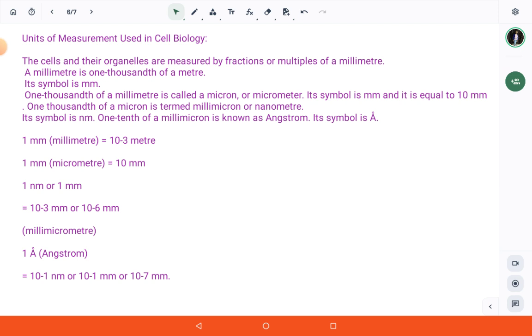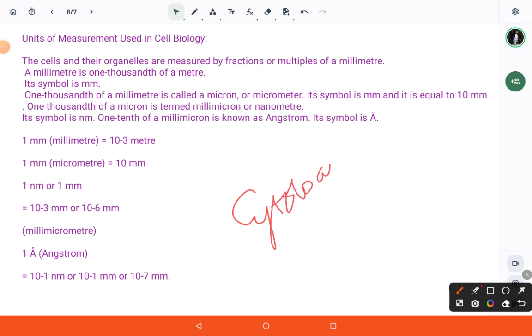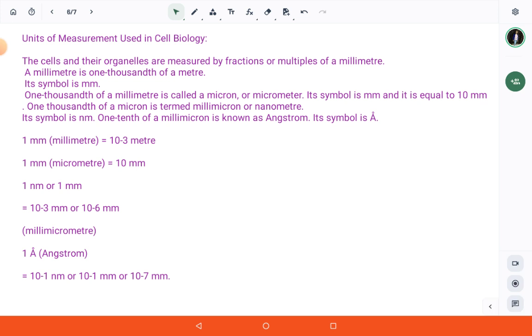Today we are going to discuss the units of measurement used in cell biology. It is going to be just like a fun fact where you're going to be exposed to different measuring units in cytology, right? You'll have to deal with such terms in cytology, so it will be very tough for you when you reach such words and do not know what they mean. So for that particular reason I'm going to discuss this. All right, so the units of measurement used in cell biology.